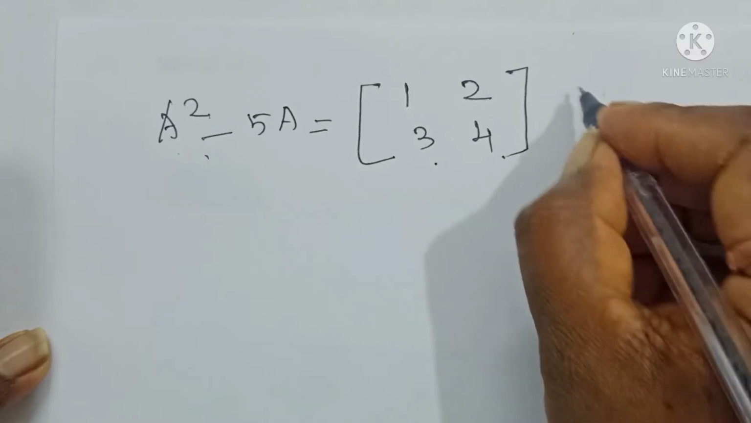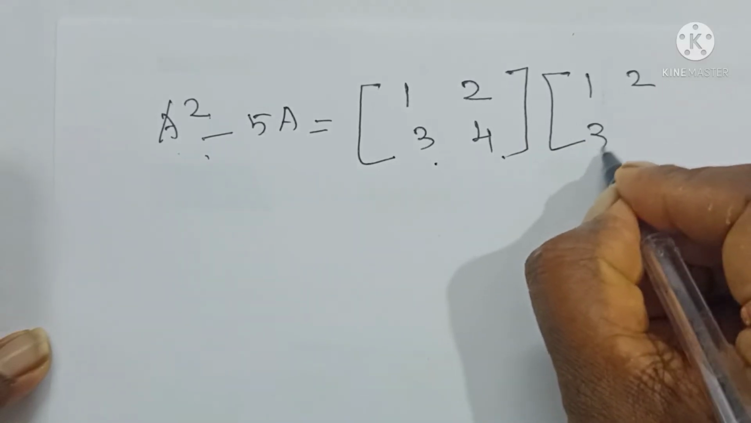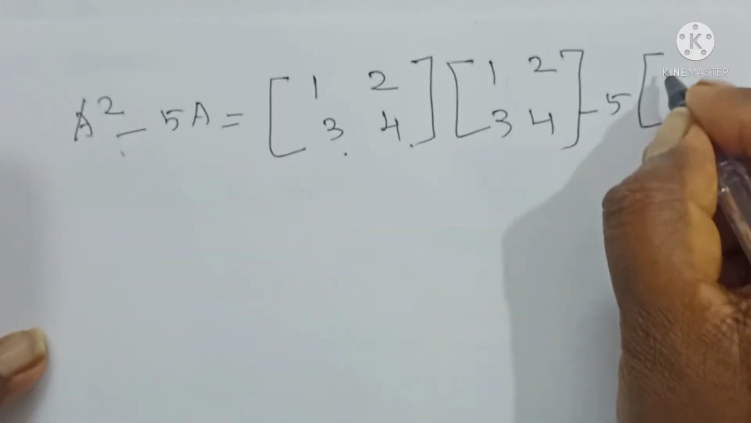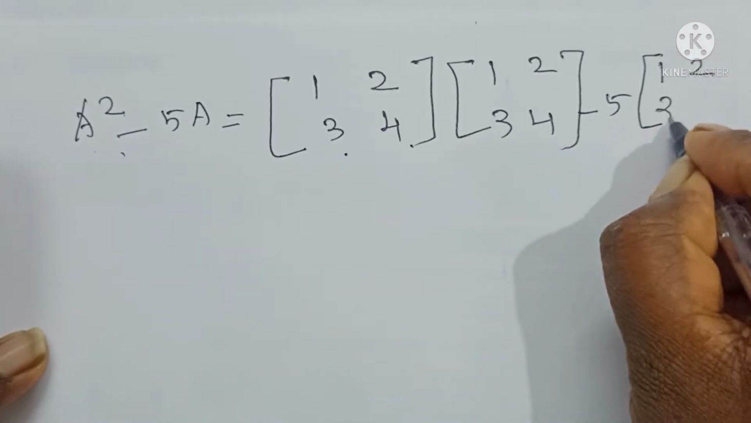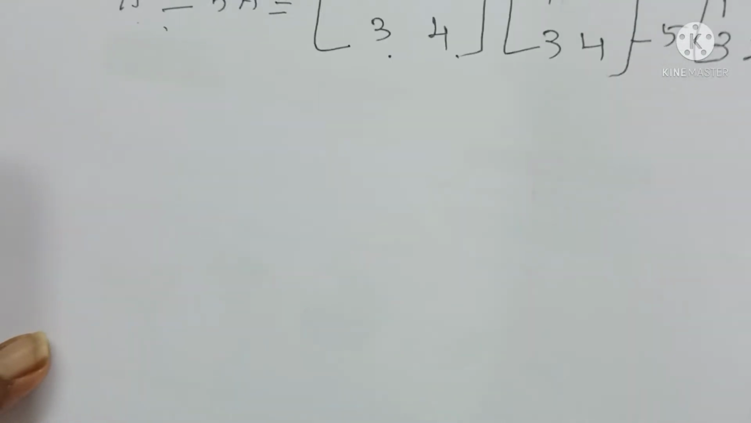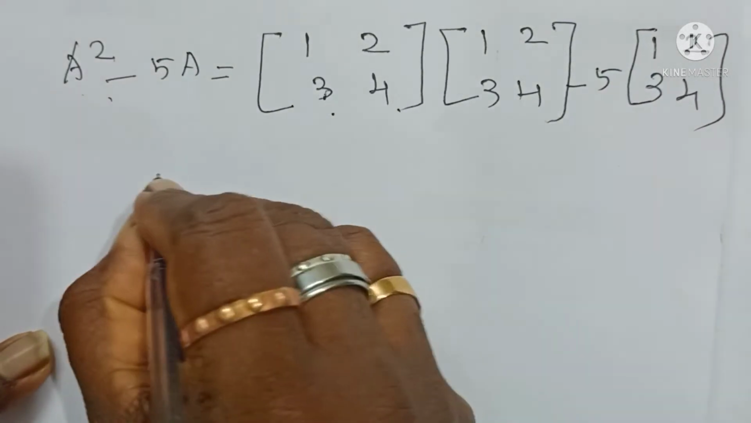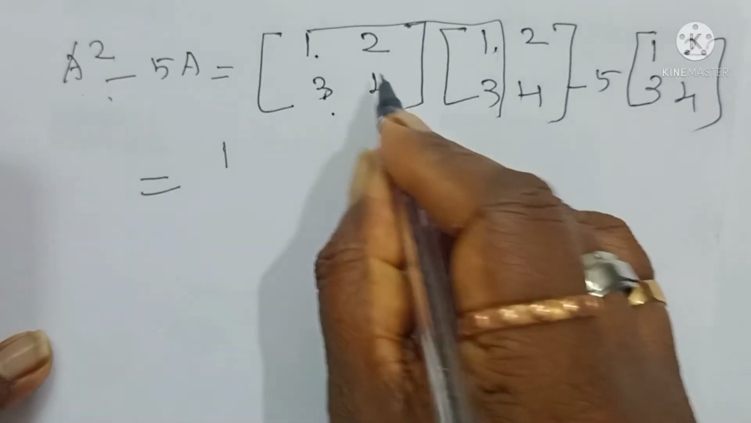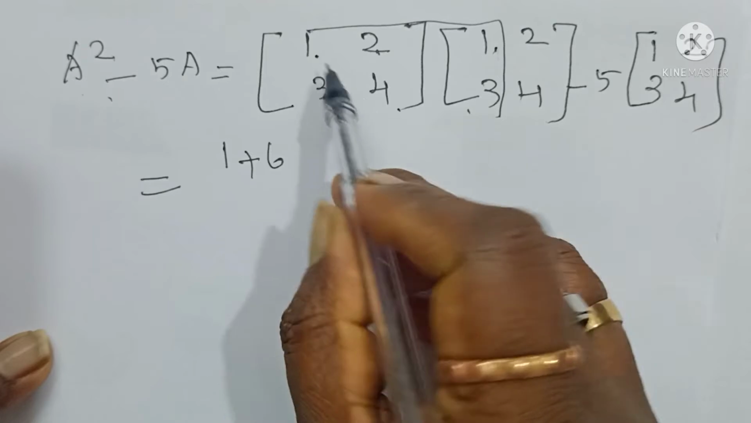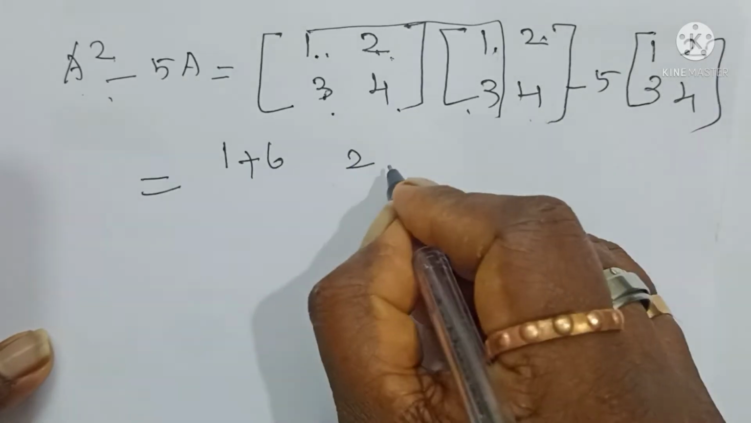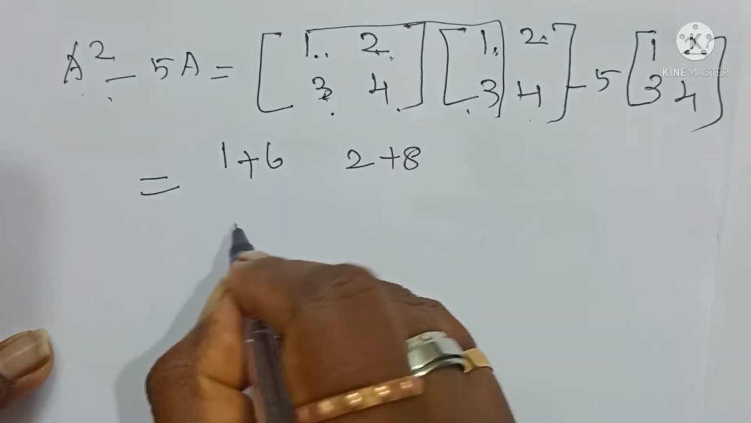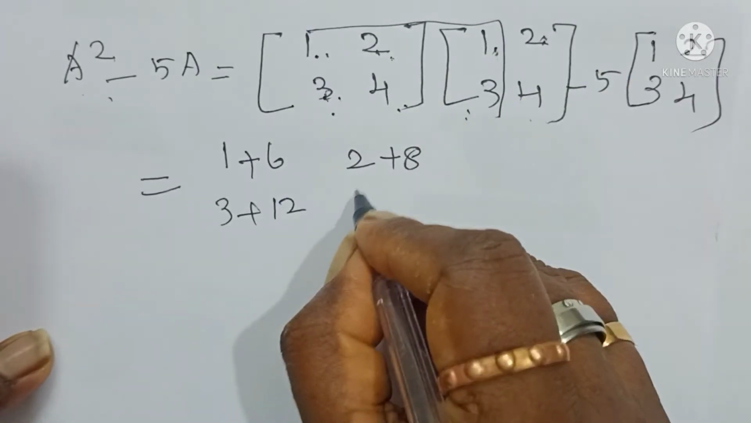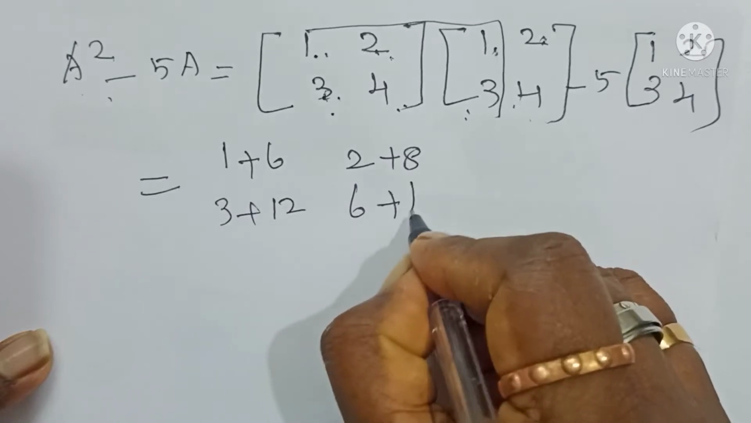A squared means we have to write it 2 times. So [1, 2; 3, 4] minus 5 into A. You have to write the value of A here also. Then you have to multiply these two matrices. So like this: 1 into 1, 1, plus 2 into 3, 6. Then 1 into 2, 2, plus 2 into 4, 8. Then 3 into 1, 3, plus 4 into 3, 12. Here 3 into 2, 6, plus 4 into 4, 16.